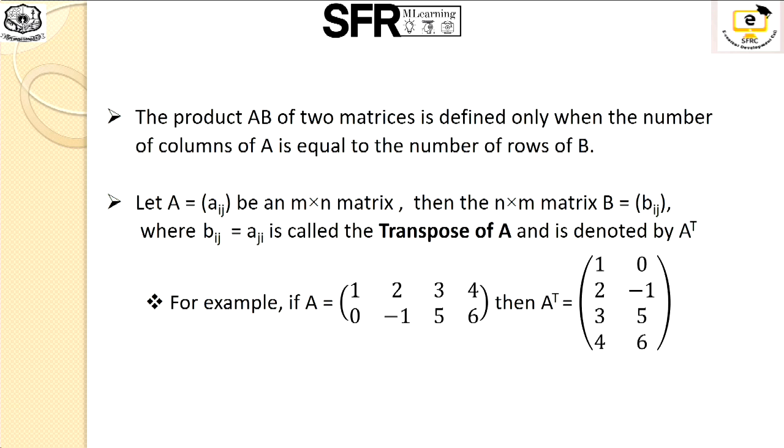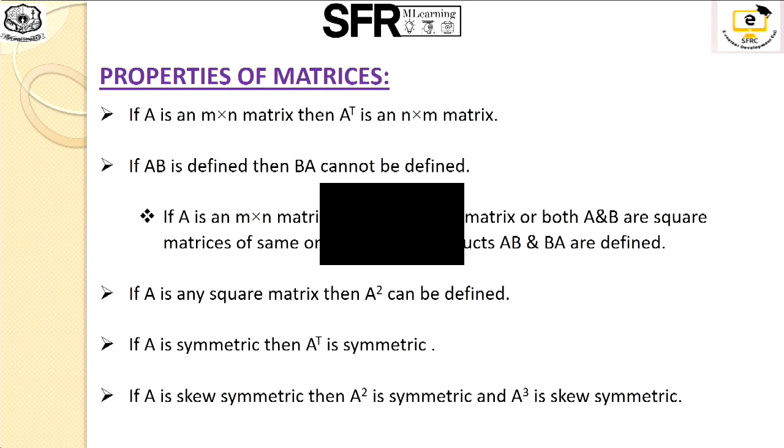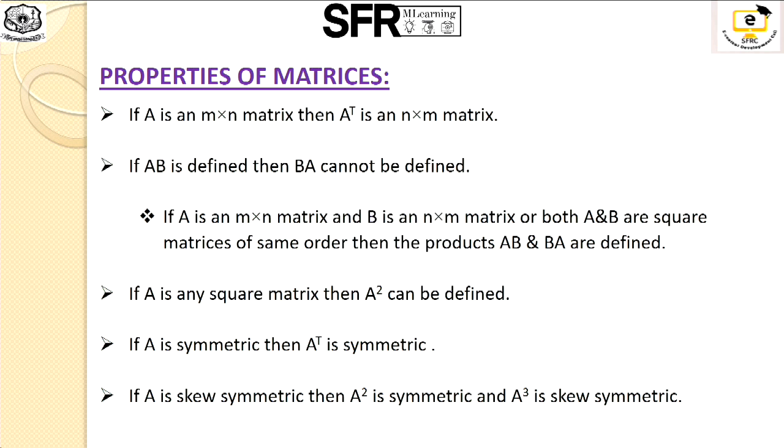And then the next one is properties. What are the properties of matrices? If A is an m cross n matrix, then A transpose will be of order n cross m. Both AB and BA cannot be defined for any matrices. When will it be possible? If A is an m cross n matrix and B is an n cross m matrix, or both A and B are of the same order, then AB and BA can both be defined. If A is any square matrix, then A squared can be determined.